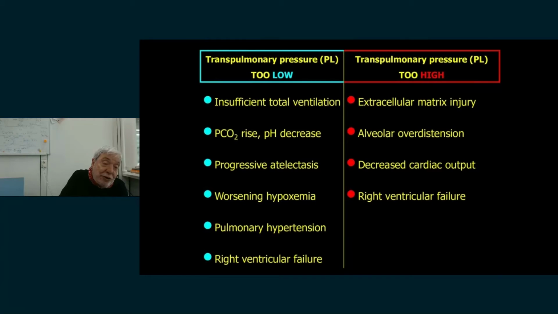If the transpulmonary pressure is too low, I don't want to waste time, but of course there is the PCO2, atelectasis, worsening hypoxemia, hypertension, failure of the right ventricle. But if the transpulmonary pressure is too high, I have other problems, such as injury of the extracellular matrix, overdistension, etc.